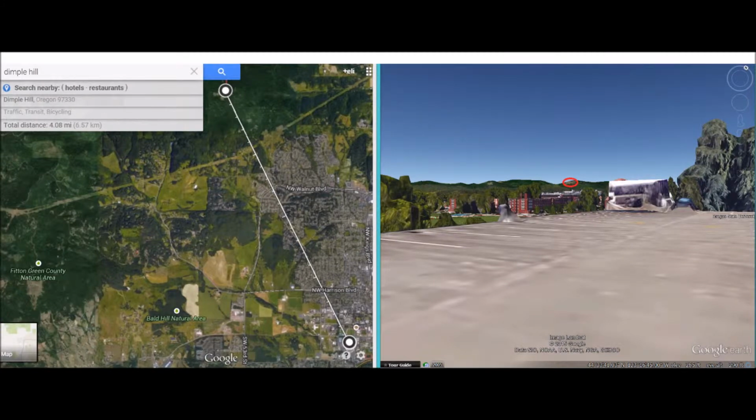Two quick visuals before we start the video. The left visual is the Google Maps layout for the distance test that we ran. The top dot is Dimple Hill where Suyun was, and the bottom dot is the parking structure next to Research Stadium. The picture on the right is a Google Earth visualization of Dimple Hill from the parking garage.